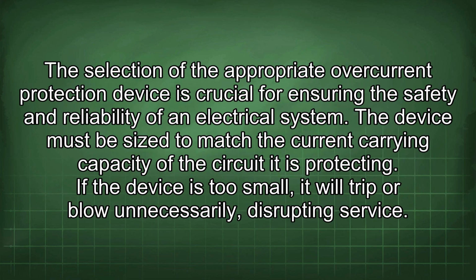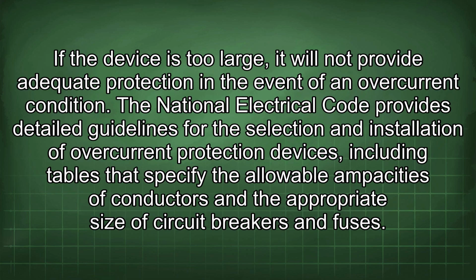The selection of the appropriate overcurrent protection device is crucial for ensuring the safety and reliability of an electrical system. The device must be sized to match the current carrying capacity of the circuit it is protecting. If the device is too small, it will trip or blow unnecessarily, disrupting service. If the device is too large, it will not provide adequate protection in the event of an overcurrent condition. The National Electrical Code provides detailed guidelines for the selection and installation of overcurrent protection devices, including tables that specify the allowable ampacities of conductors and the appropriate size of circuit breakers and fuses.